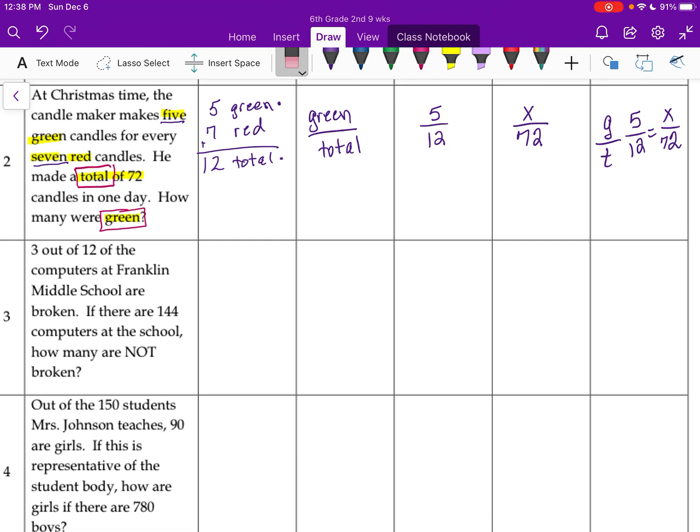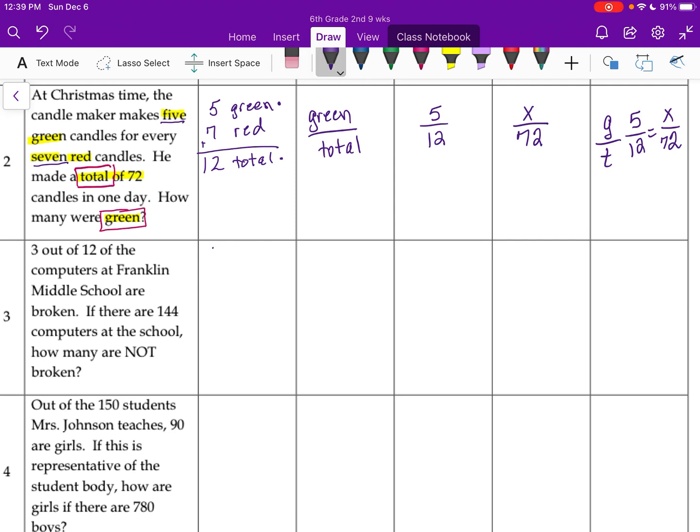All right, let's look at number 3. Number 3 says 3 out of 12 of the computers at Franklin Middle School are broken. If there are 144 computers at the school, how many are not broken? Okay, so 3 out of every 12 of the computers at Franklin Middle School are broken. There are 144 computers at the school. How many are not broken?